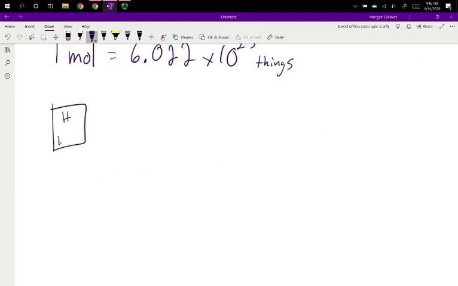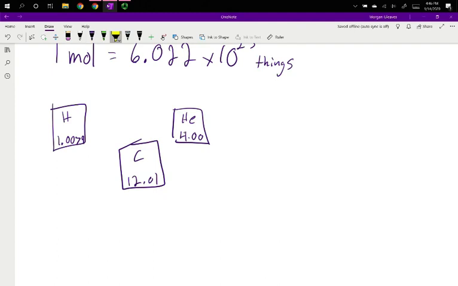So hydrogen is 1.0079. Helium was 4.00. If you look up carbon again, carbon is 12.01. That number underneath, that is the mass, so the grams for every 1 mole.